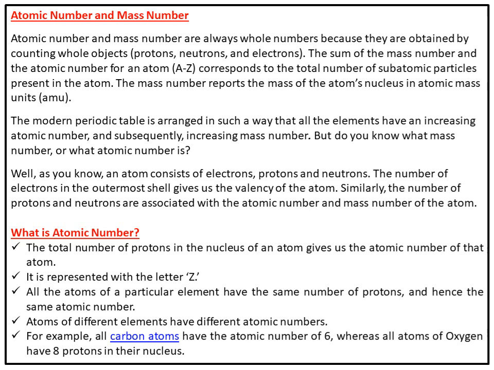Now, what is atomic number? The total number of protons in the nucleus of an atom gives us the atomic number of that atom. It is represented with the letter Z. All the atoms of a particular element have the same number of protons and hence the same atomic number. Atoms of different elements have different atomic numbers. For example, all carbon atoms have the atomic number of 6, whereas all atoms of oxygen have 8 protons in their nucleus.